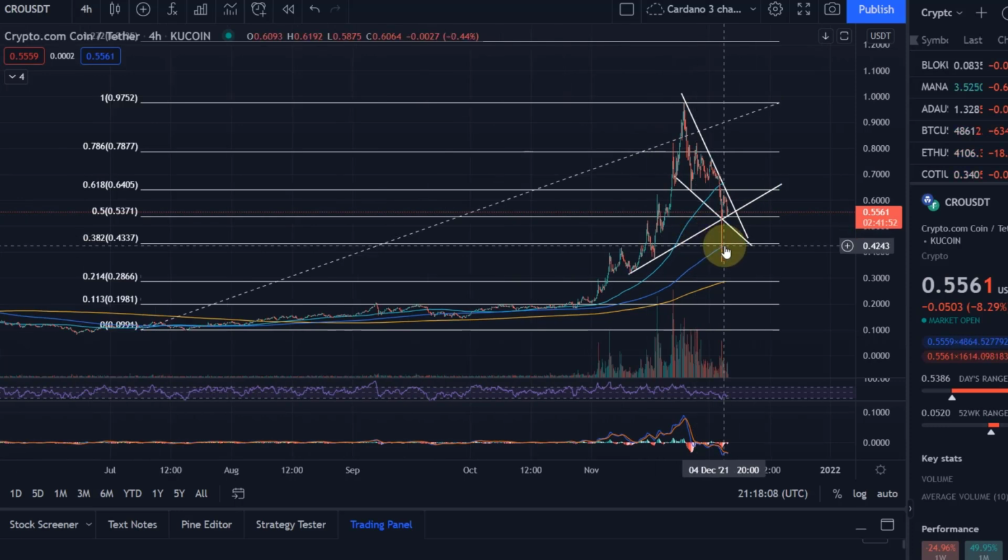Down here we've got the 50-day moving average at 42 cents. That's very close to the 0.618 fib level at 43 cents as well. So this is a key support, the next key support. This will be our main support if we drop down from here.